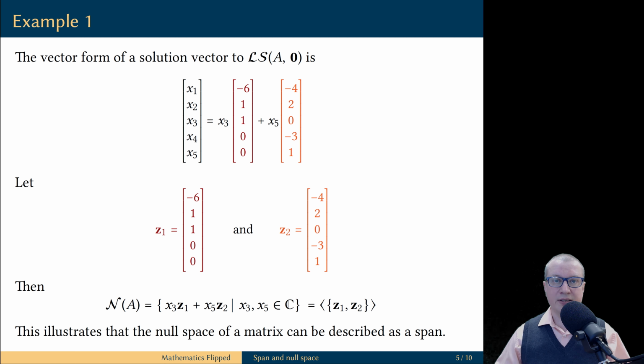But I hope you recognize this description as the construction of a span. This is precisely the set of all possible linear combinations of the vectors z1 and z2, and so this is exactly the span of a set which consists of two vectors, vector z1 and vector z2. This example illustrates that the null space of a matrix can be expressed as a span of a certain set of vectors. Moreover, notice that in this example, the number of vectors to construct the span was equal to the number of the free variables in the infinite solution set.